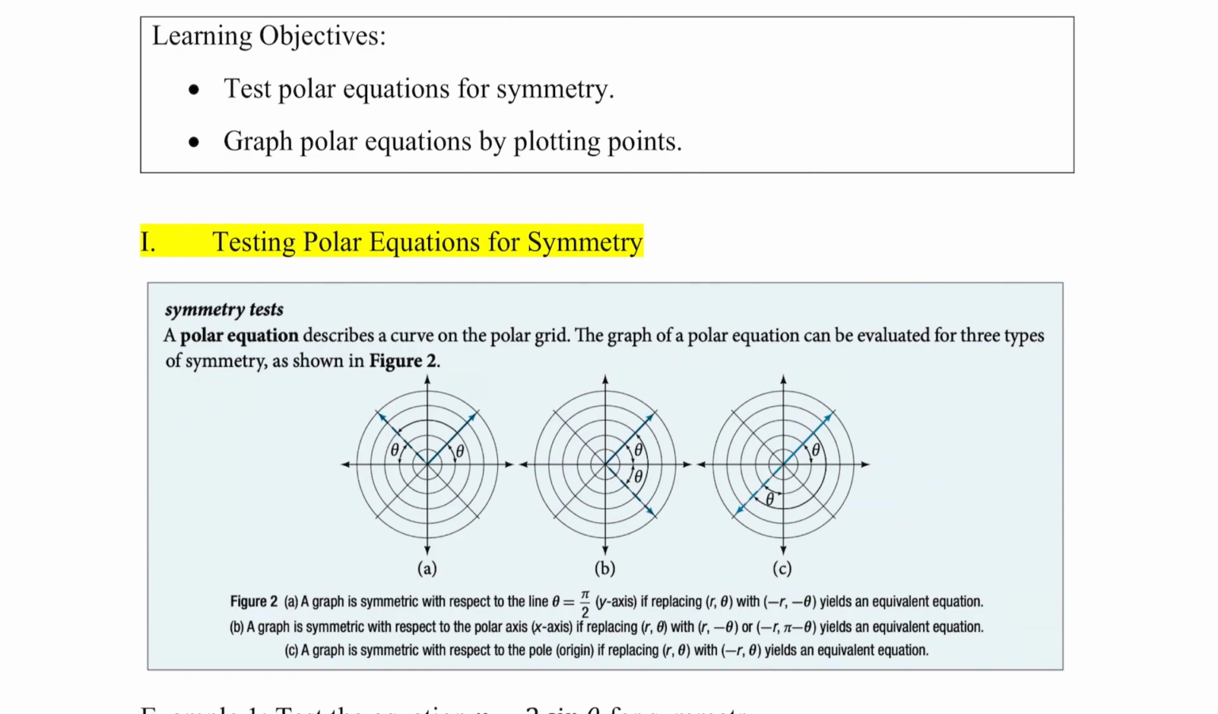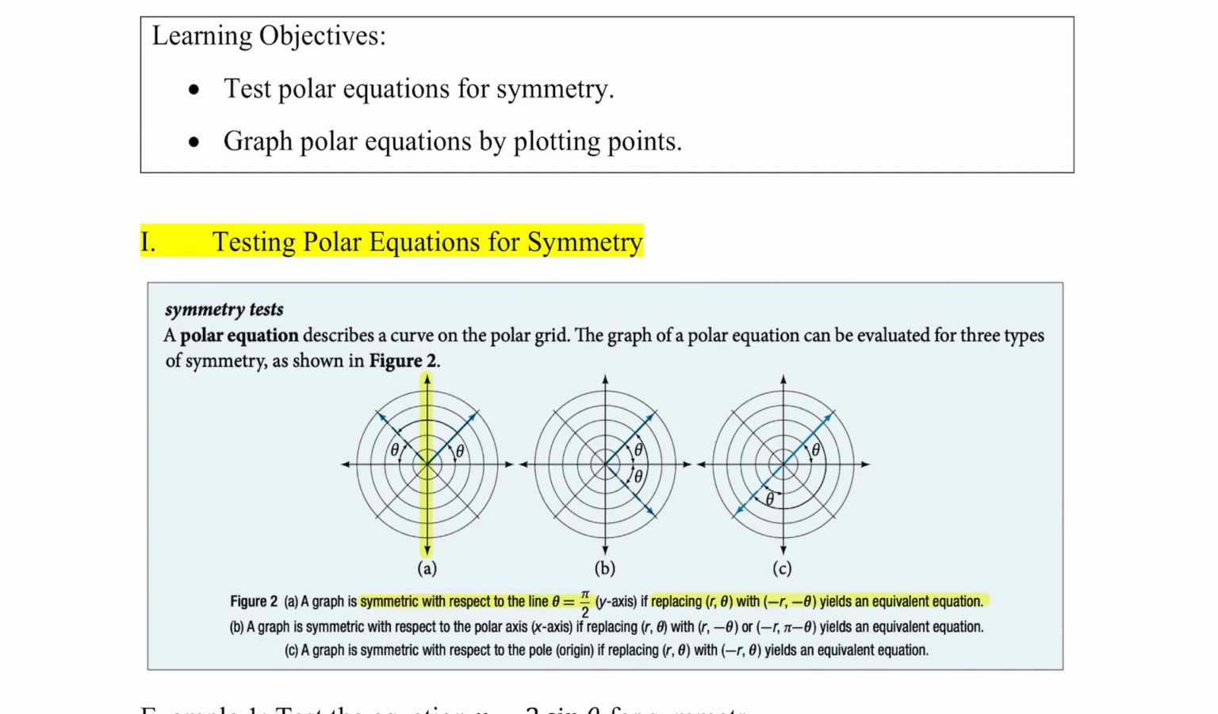The first one is when the graph is symmetric with respect to the line theta equals pi over 2. This is the line pi over 2. If we reflect the graph about this line, we will have the same graph on the other side. In order to test to see if the graph is symmetric with respect to this line, we will replace (r, theta) with (negative r, negative theta).